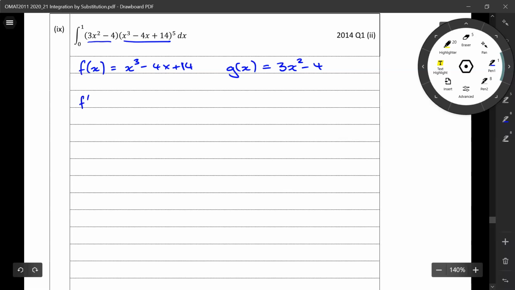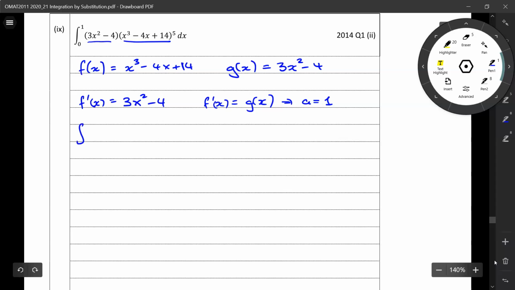Then the next step is to get the first derivative of f of x. So x cubed becomes 3x squared when you differentiate it, and minus 4x gives you minus 4. So then the next thing we do: you can see f prime of x is equal to g of x. You can see it straight away. That means a in our formula is going to be 1.